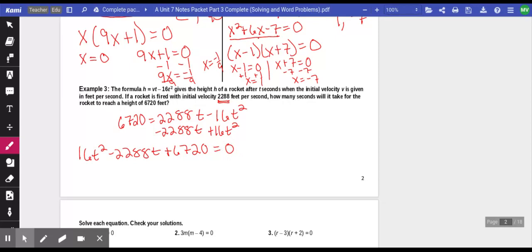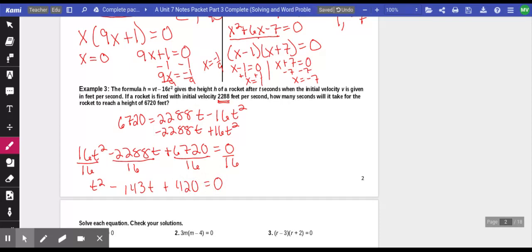Now, that's significantly large. They're at least all even. I'm going to check to see if I can divide everything by 16. And I can. So I'm going to divide everything on both sides by 16. I'm allowed to do this because it's an equation, and with an equation, you can divide by anything that you want as long as you do it to everything. So I get t squared minus 143t plus 420 equals 0.